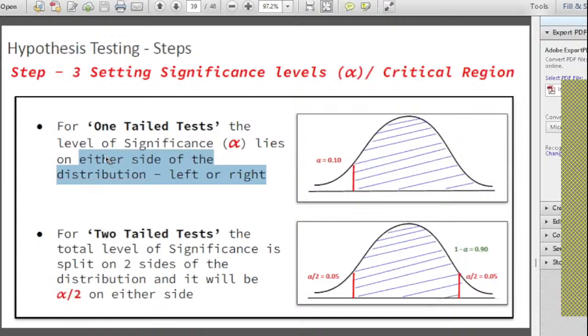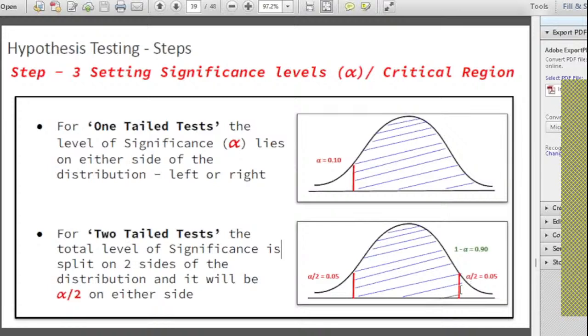On the other hand, if you are testing your claim on both the sides, you can make error on both the sides, isn't it? So that is called a two tail test. The total level of significance will be split. Now in two tail test, your alpha will get split on both the sides. Very, very logical, isn't it?